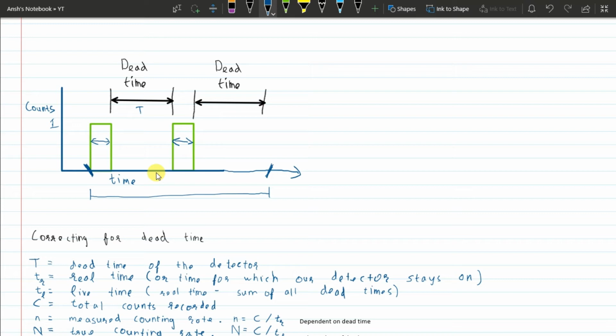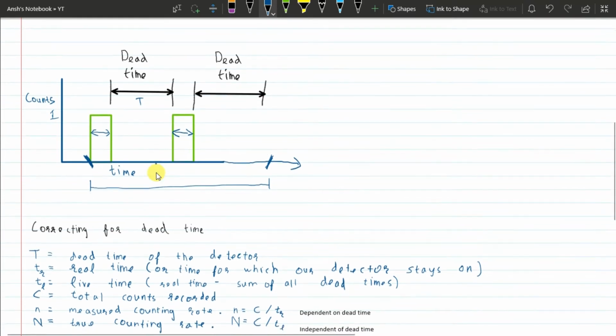Then you have C, which is the total counts recorded. For this example, we have two recorded counts corresponding to these two green bars, and that is C, the total counts recorded. Then we have two counting rates. We have small n, which is the measured counting rate, and small n is equal to C, the number of counts recorded, upon the real time. So in this case, it is two counts upon the real time. The real time is this entire bar right here. That is the measured counting rate, and this is what we measure in an experiment.